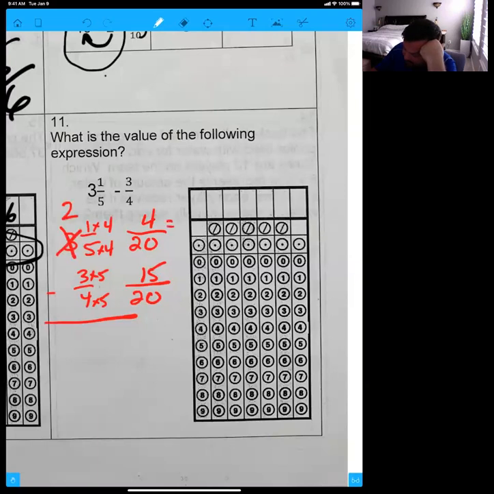That would make this 24 20ths because you're adding 20 20ths. Remember, you can take that whole and break it up into anything you want, but keep the same denominator, right? 20 20ths equals 1. So you add that to the 4 and you get 24 20ths. Now you subtract: 24 minus 15 is 9.